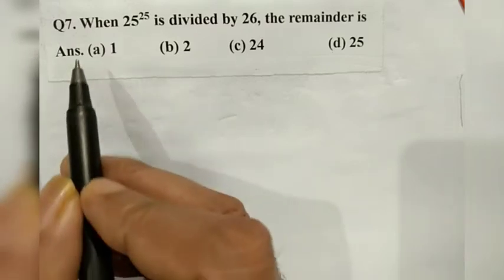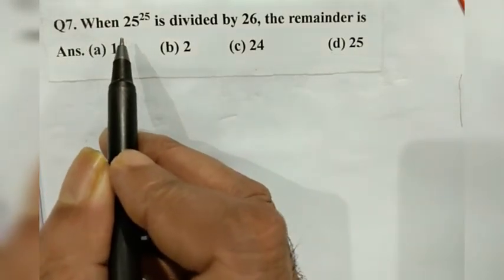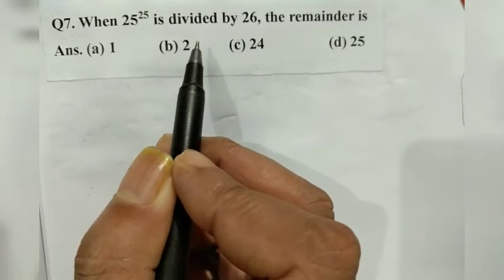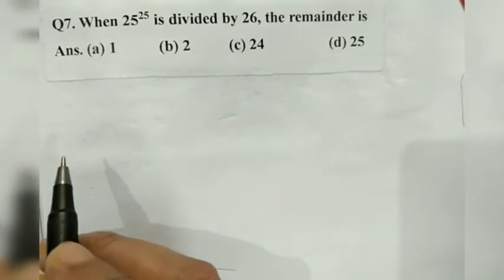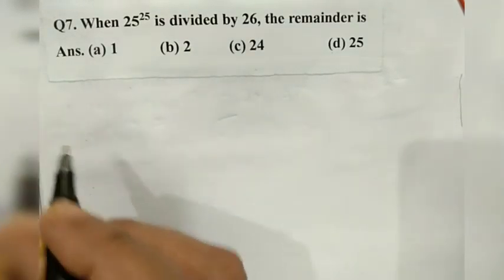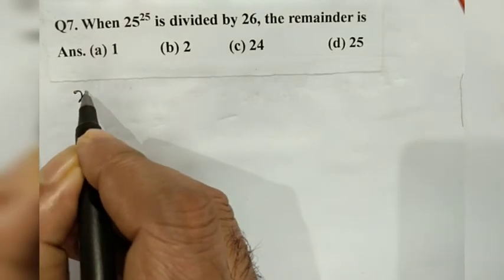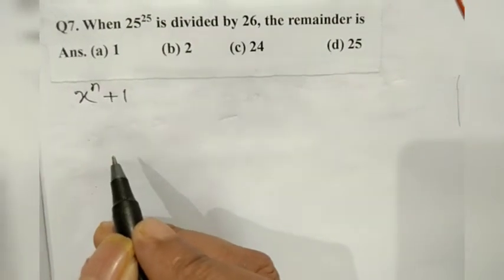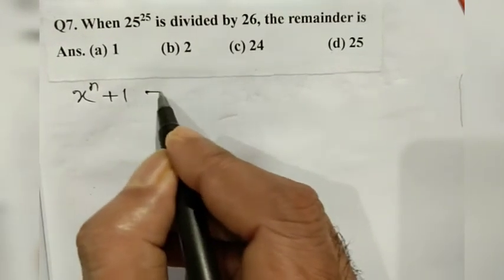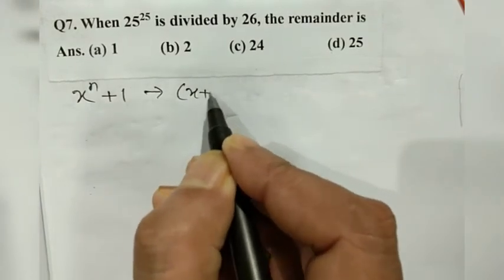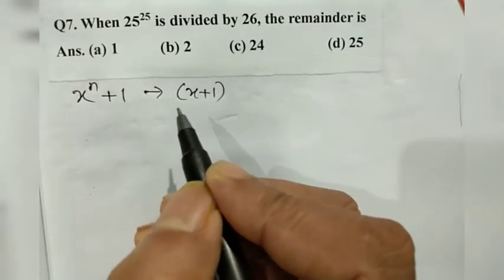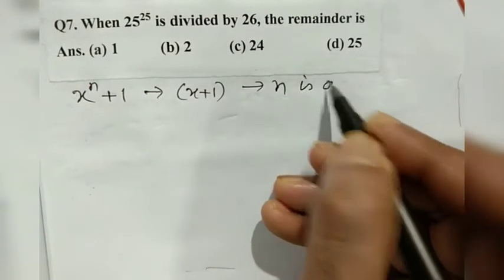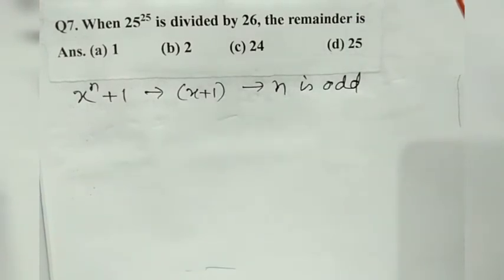Let's see the next question. When 25 to the power 25 is divided by 26, the remainder is. Here we can prove that x to the power n plus 1 is completely divisible by x plus 1 if and only if n is odd. N is odd. Okay? I am explaining.